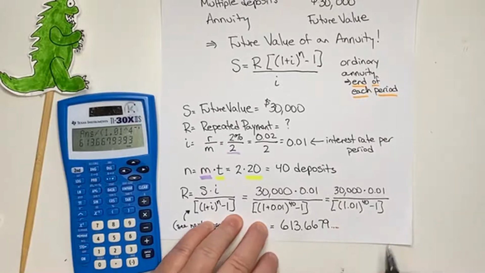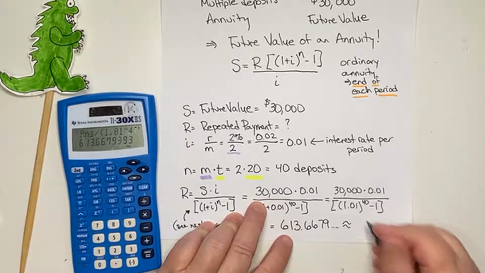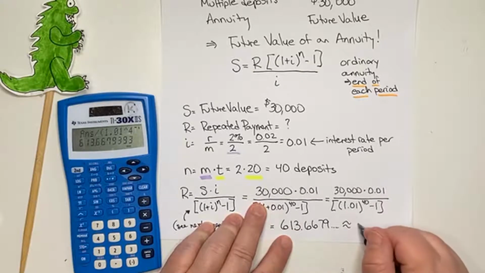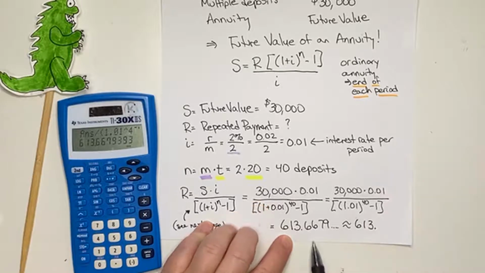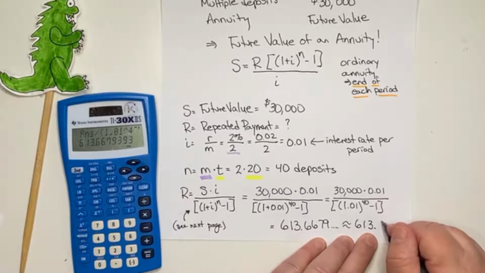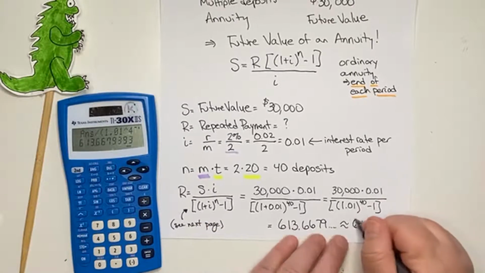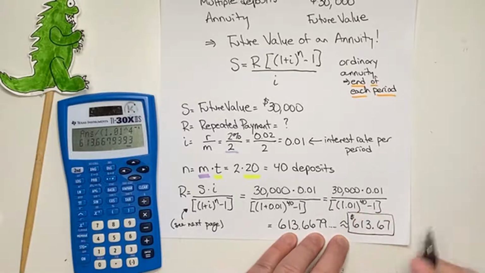613.6679 and some other things, which we are going to round because these are dollar amounts. We're going to round to 2 digits to the right of the decimal point. So that's 613. And I'm going to round to 67 because of that 7 right there means I go up. $613.67. Now, does this mean that every deposit has to be exactly this much?